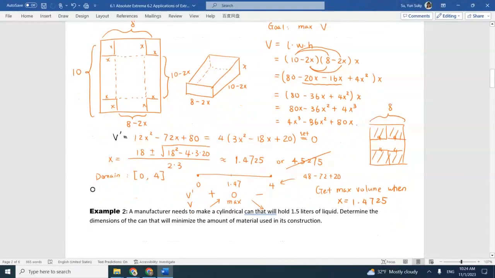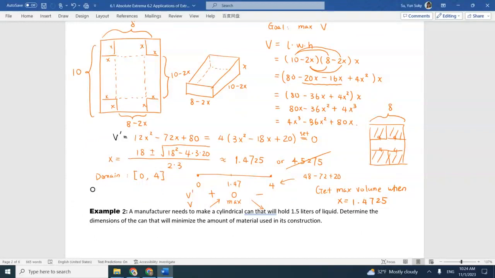So let's continue on example 2. A manufacturer needs to make a cylindrical can that will hold 1.5 liters of liquid. Determine the dimensions of the can that will minimize the amount of material used in its construction. So it kind of makes sense.